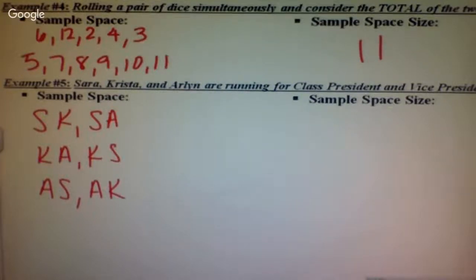If I pick Sarah first, that means Sarah's president and Arlene is vice. If I pick Arlene first, that means Arlene is president and Sarah is vice. Why can't I have SS? Because you can't hold both the class president and vice president position. It does not work. So the sample space size for this one is 6.